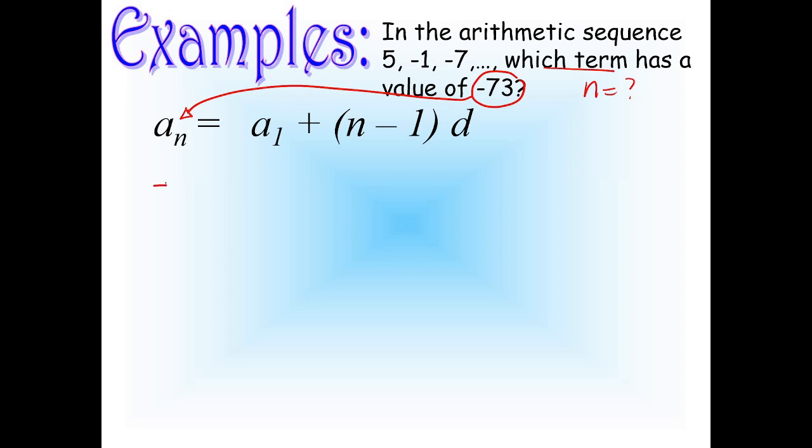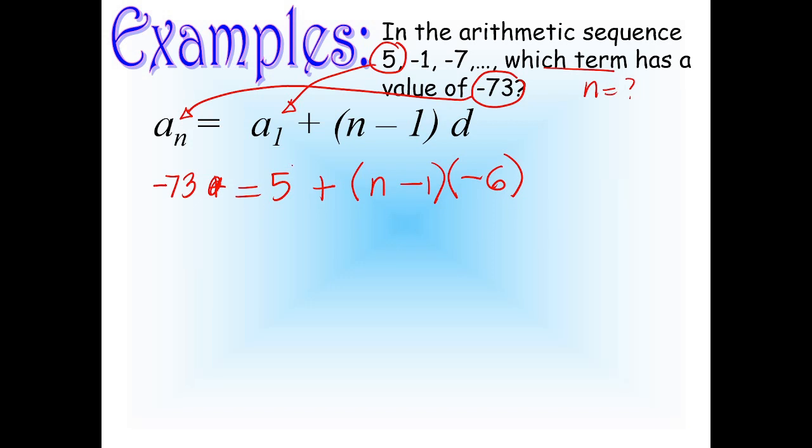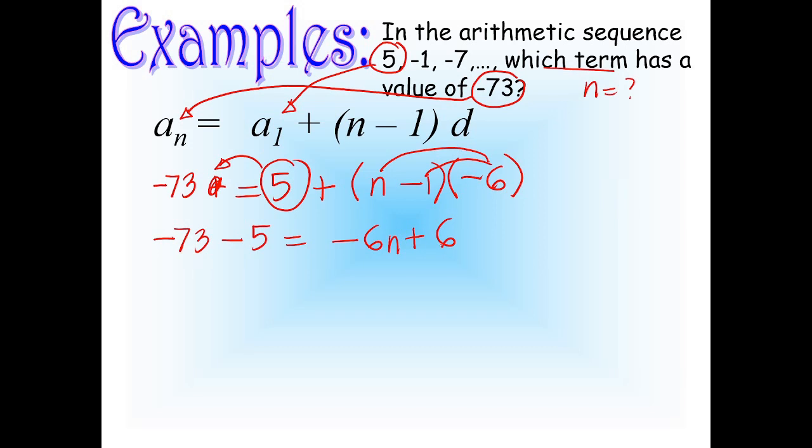So we have a sub n is negative 73, equal to the first term, which is 5, plus n, we don't know, that's n minus 1. The common difference, how much did I add or subtract? It's minus 6, so negative 6. Okay, now, let's transpose 5 to the other side. So this is negative 73 minus 5 is equal to, so you distribute this, this is negative 6n, this is positive 6. So n times negative 6, negative 6n, negative 1 times negative 6 is positive 6. Now, negative 73 minus 5 is negative 78.